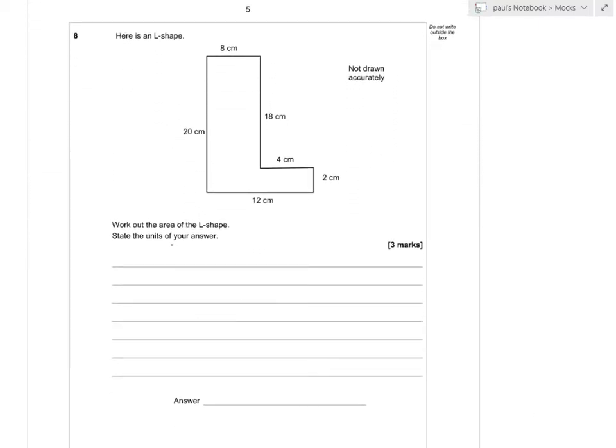Here's an L shape. Work out the area. So let's divide it up into 2 shapes. There's A, there's B. Add the 2 together. This is 20 times 8, which is 160, and B is 4 times 2, which is 8. And that makes 168 centimeters squared.